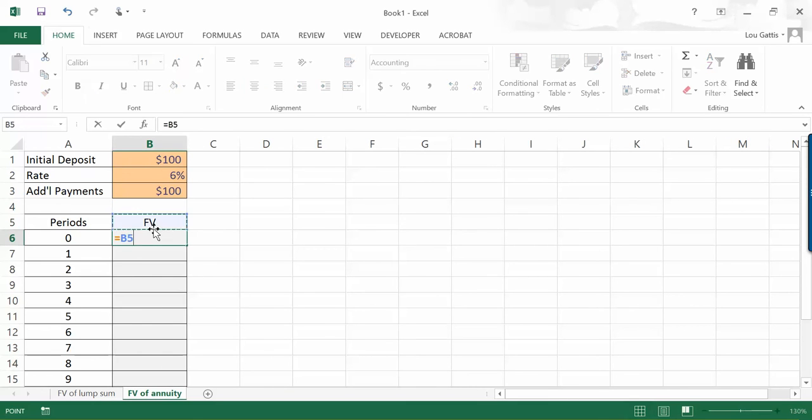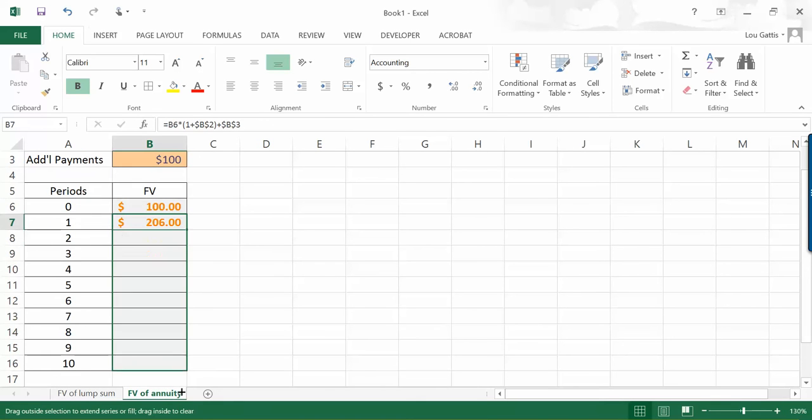So again, I could start with my $100 today. Then next year, I'm going to have 100. I'm going to earn interest at 6%. Then I'm going to deposit the additional payment. I'm going to anchor that. So I'll have 206 at the end of 1 year. Now I should be able to copy that down.